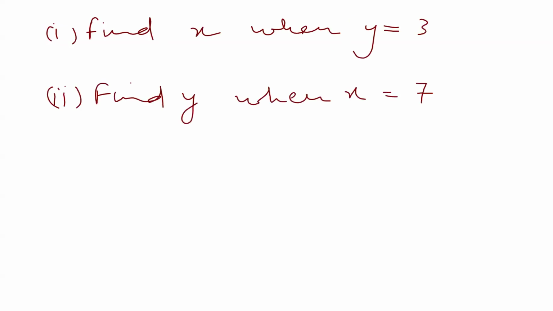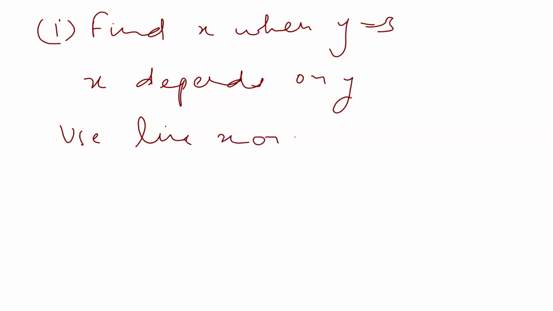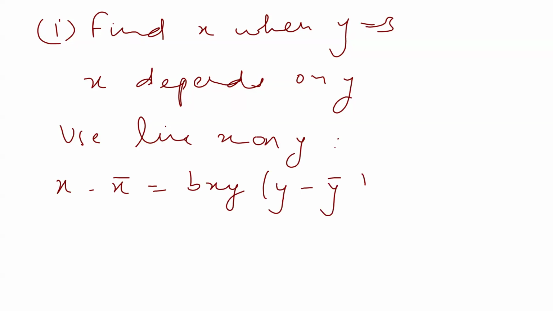If we look at the first part, x value is not known, so x value is dependent on the value of y, so x becomes the dependent variable, y is the independent variable. So x depends on y, so use line x on y. So we are supposed to use line x on y. Now what's line x on y? Line x on y is x minus x bar equals bxy, y minus y bar. Let this be equation number 1.